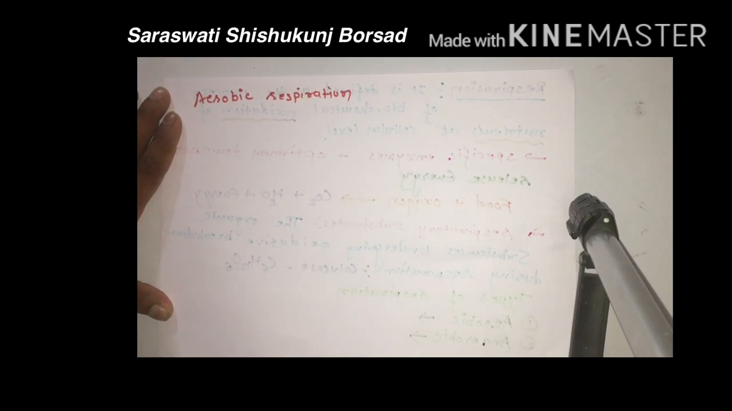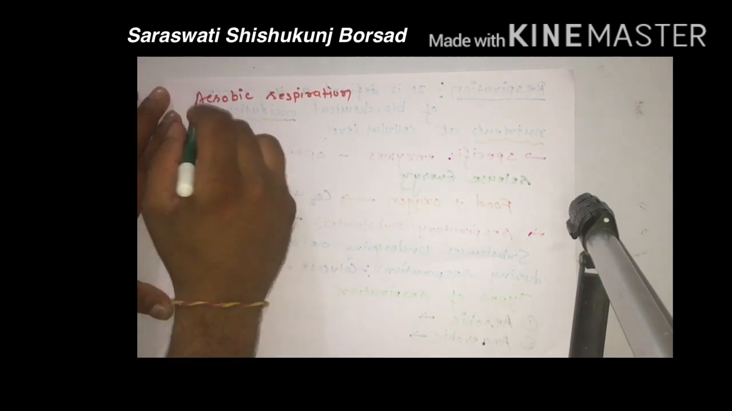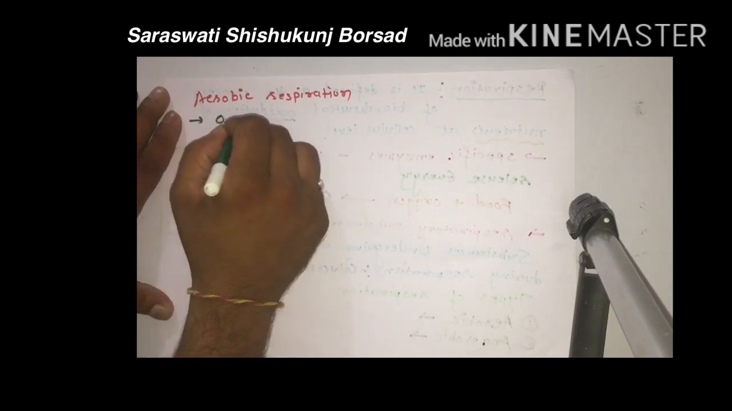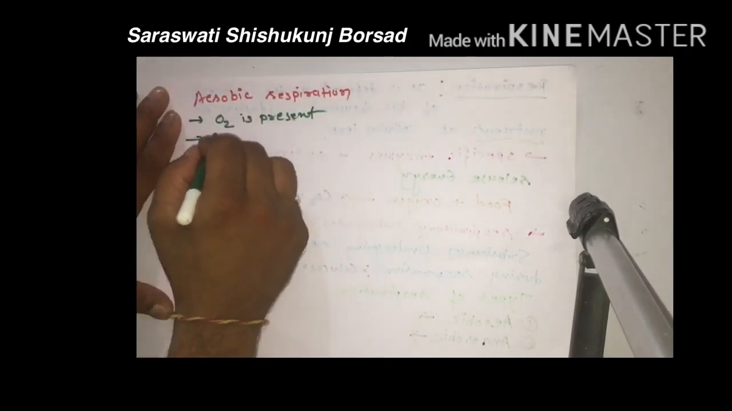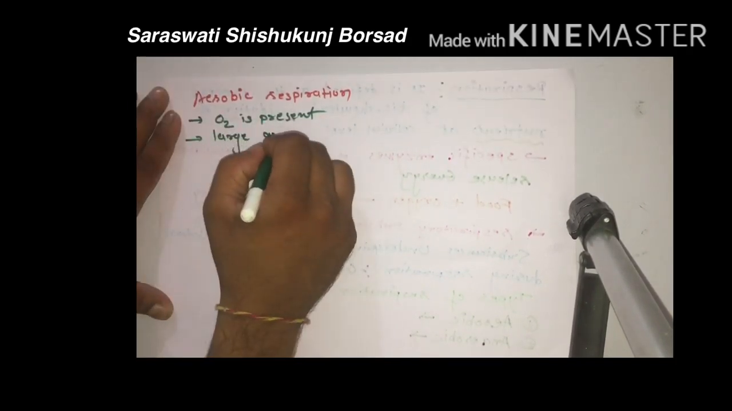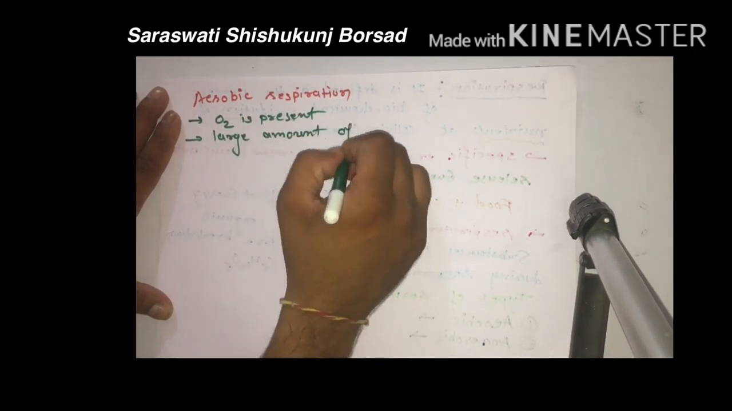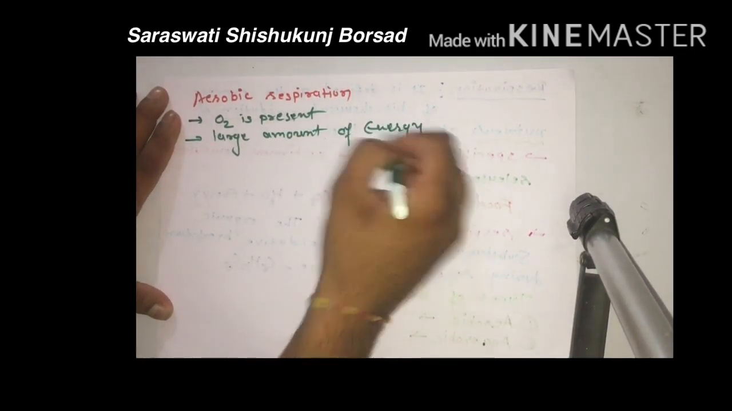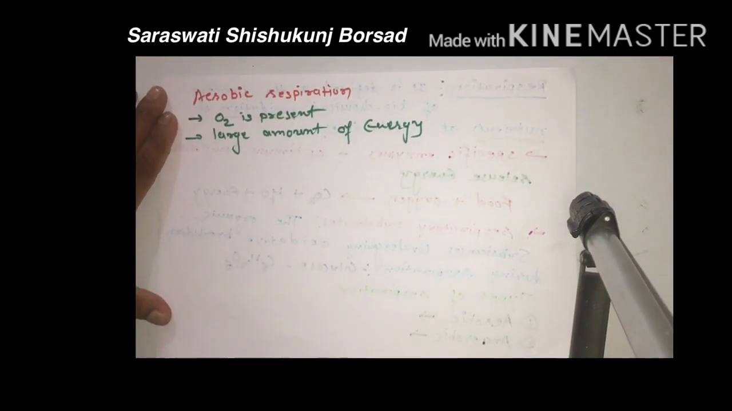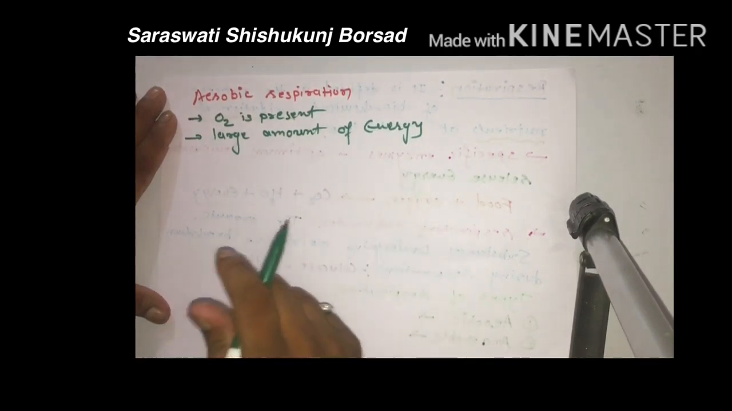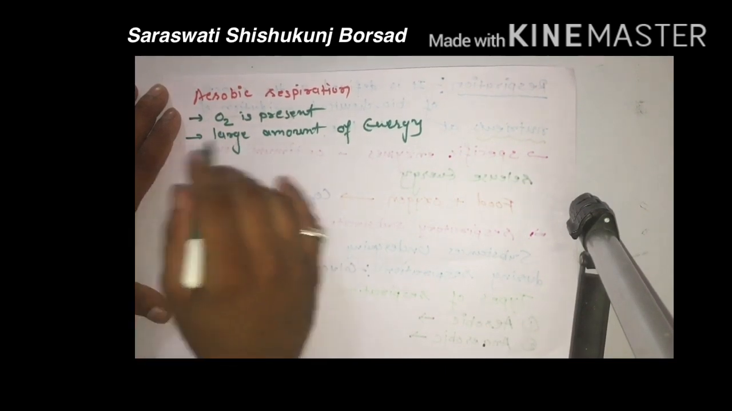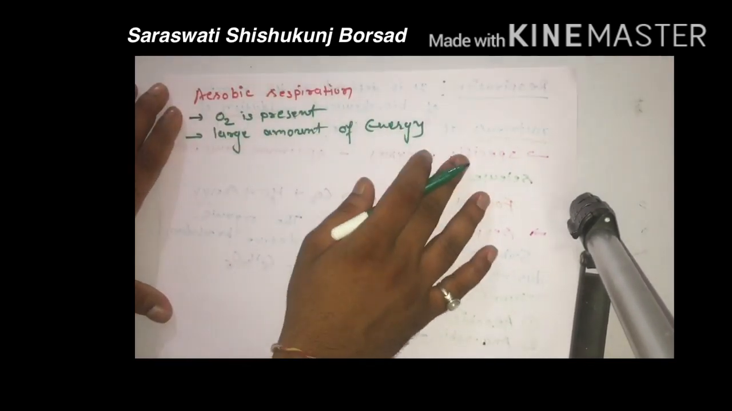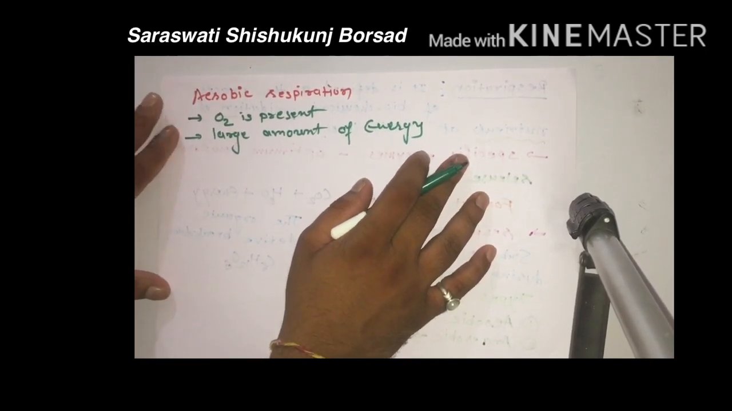First of all, it must be clear in our mind that in aerobic respiration oxygen is present, and as the oxygen is present, a large amount of energy is released. So the respiration which is done in presence of oxygen is called aerobic respiration. During aerobic respiration, a large amount of energy gets released by breakdown of food substances, right?